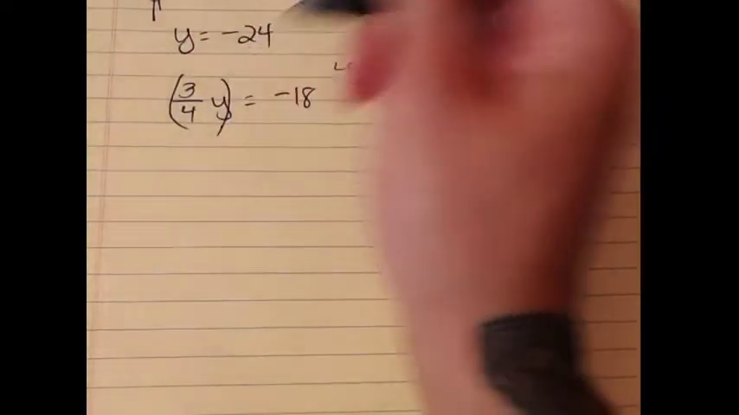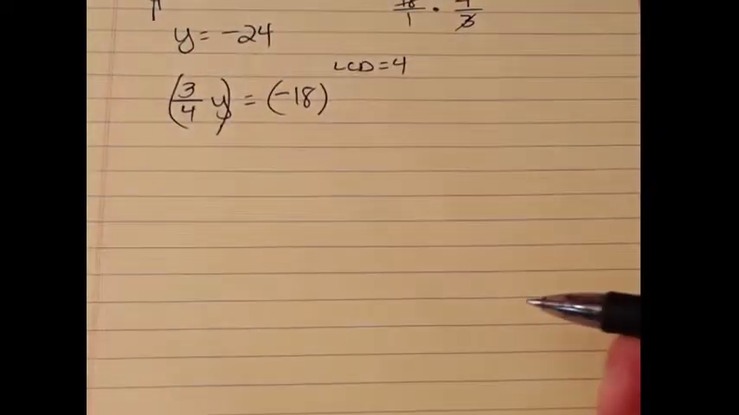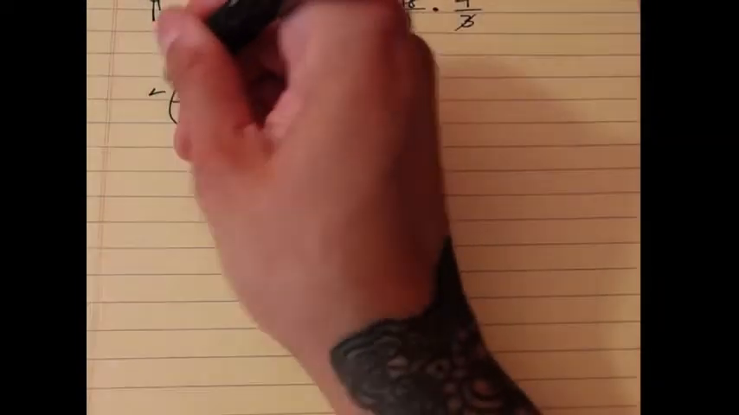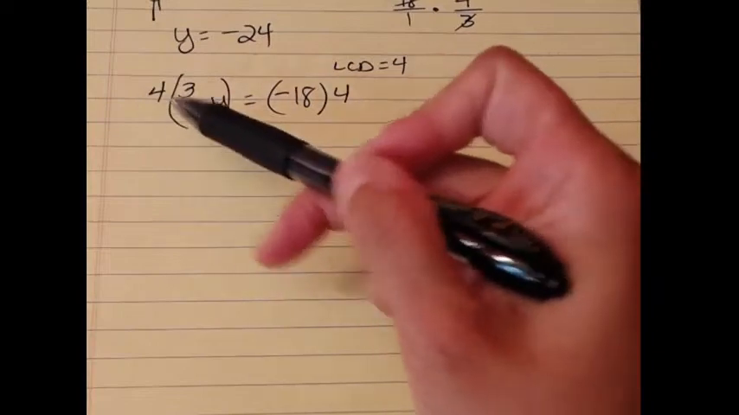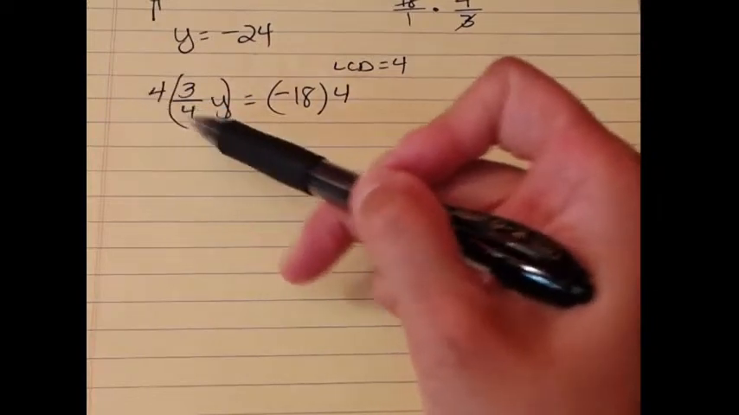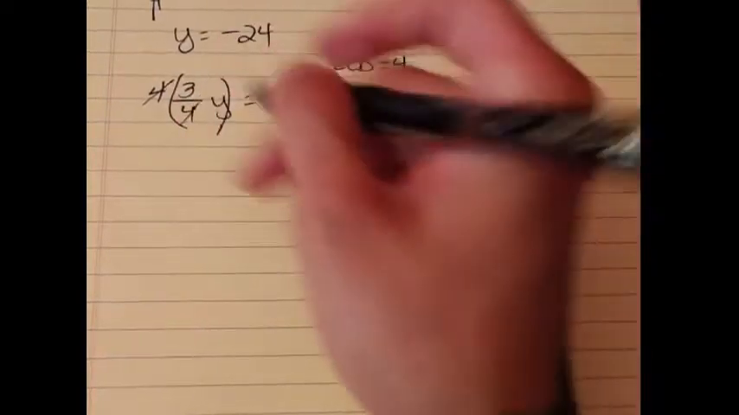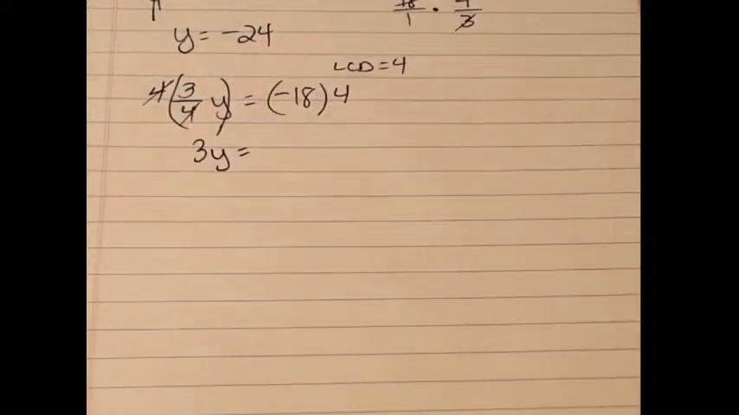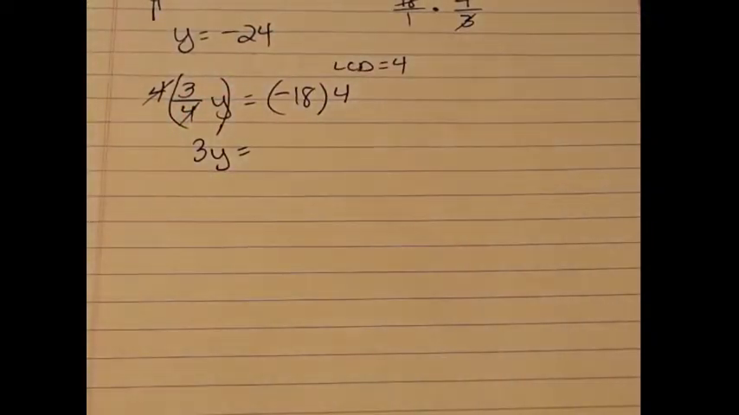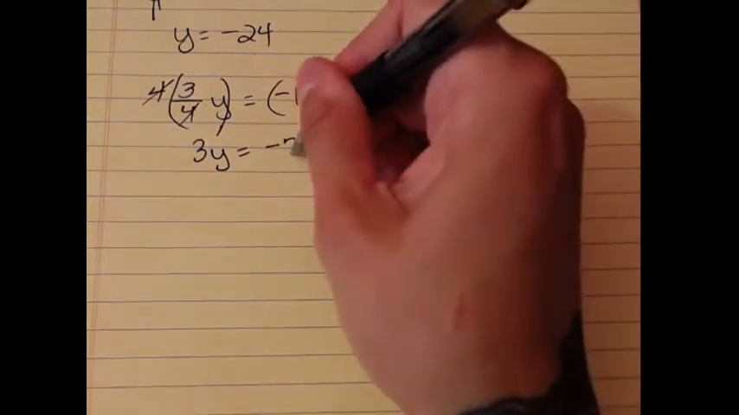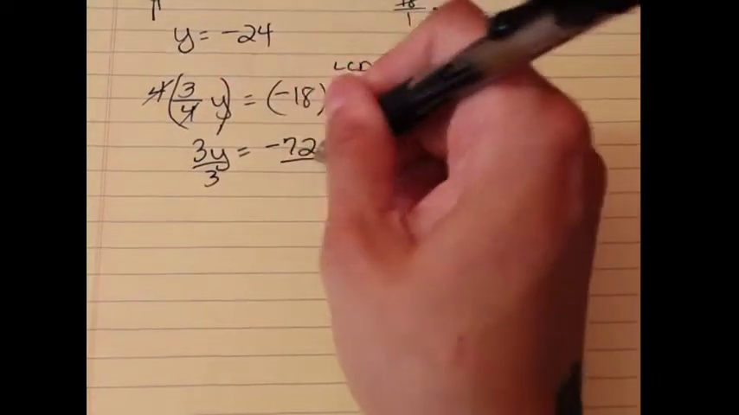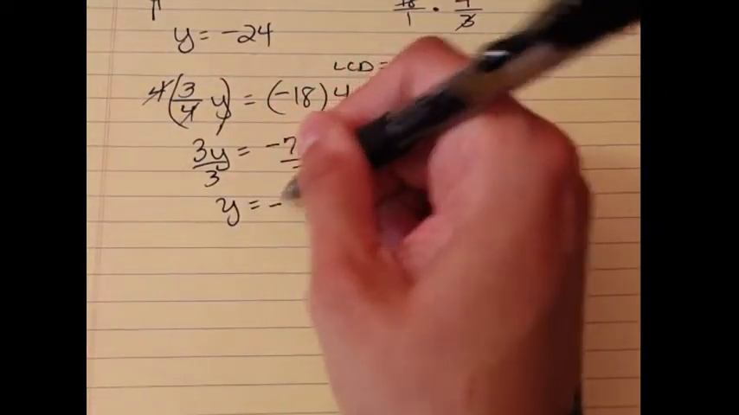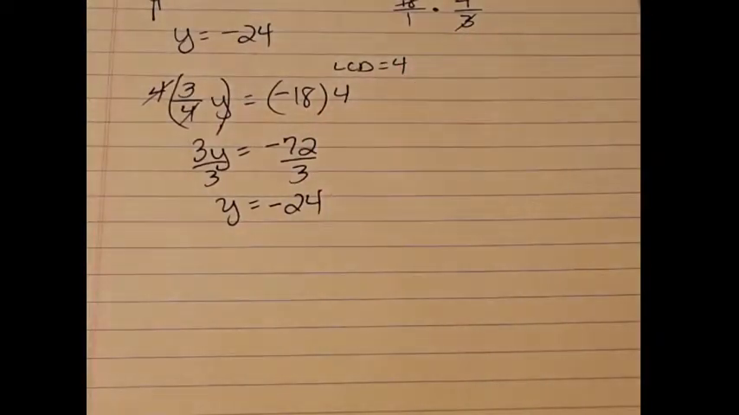We have 2 terms. So I'm going to multiply each term by the LCD. Notice what happens here. Numerator for denominator, these will cancel. That leaves us with a 3y. And then we have negative 18 times 4, which gives us negative 72. At this point, I have 3 times y is equal to negative 72. So let's divide both sides by 3. And when we divide by 3, we get negative 24.